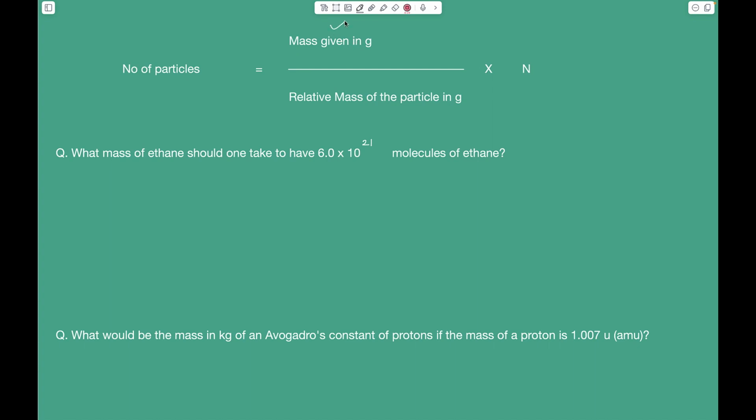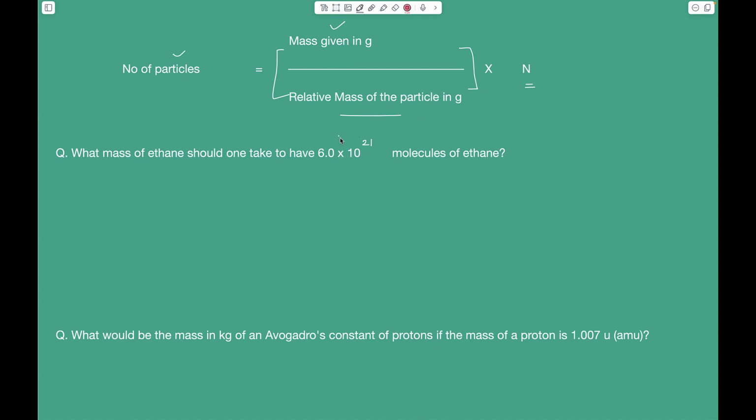So given the mass of the substance, you know how to figure out the number of moles. You have to divide the given mass by the relative mass of the particle in grams. And once you get the number of moles, you have to multiply it with Avogadro's number to get the number of particles. So you know how to calculate the number of moles and the number of particles given the mass of the substance. Then you can do the reverse also, right?